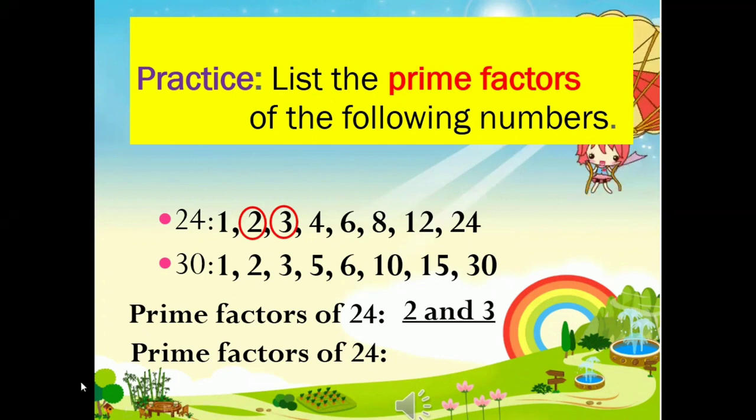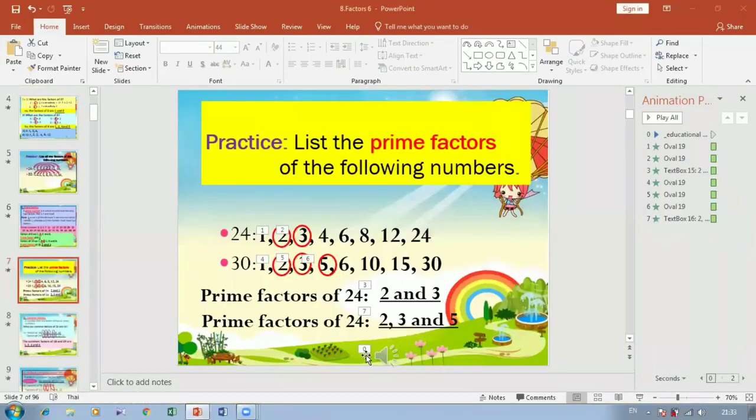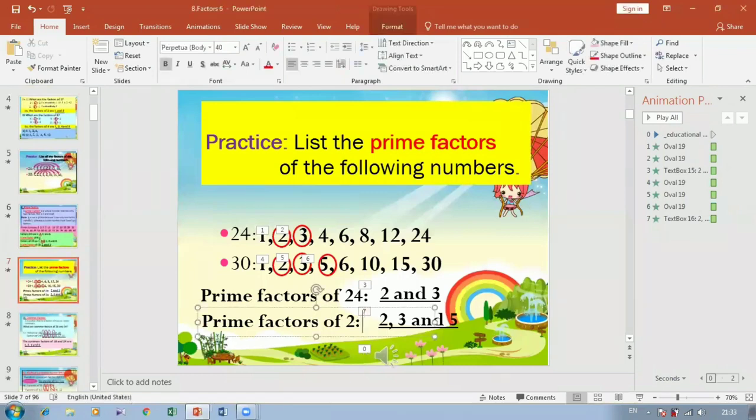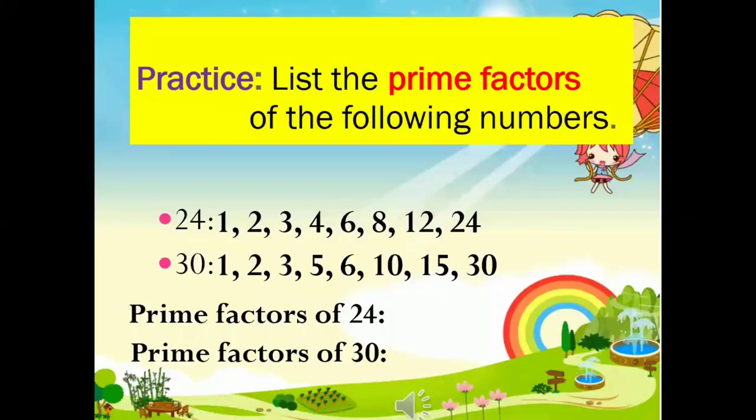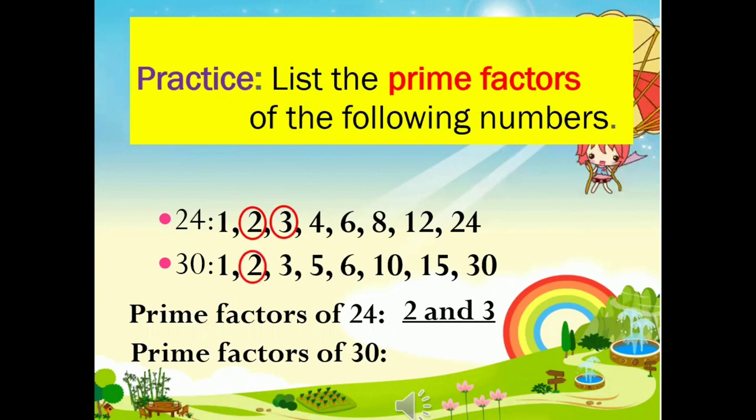How about the prime factors of 20? Oh, this should be 30. Okay, let me change that. 30. Okay, so what are the prime factors of 30? We have there 2, 3, 5. So the prime factors of 30 are 2, 3, and 5.